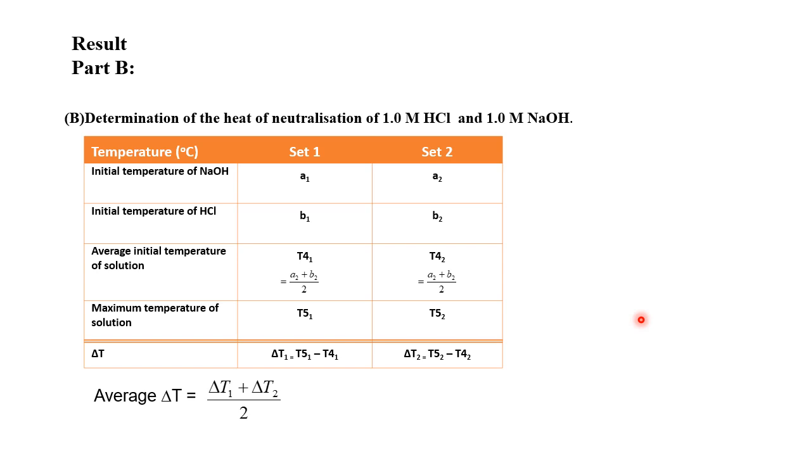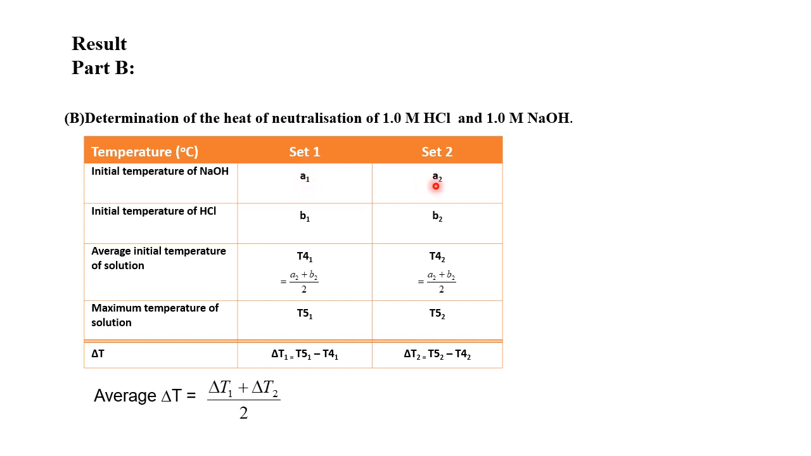Part B, determination of the heat of neutralization of 1 molar hydrochloric acid and 1 molar sodium hydroxide. We have to implement this experiment for 2 sets, and then we take the average. So we measure the initial temperature for sodium hydroxide 2 times. Okay, this is two different sets. So you are doing the 2 different sets.